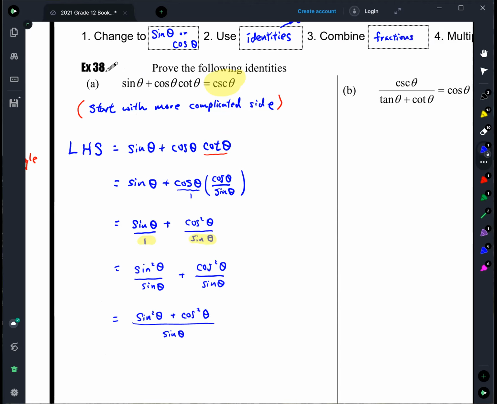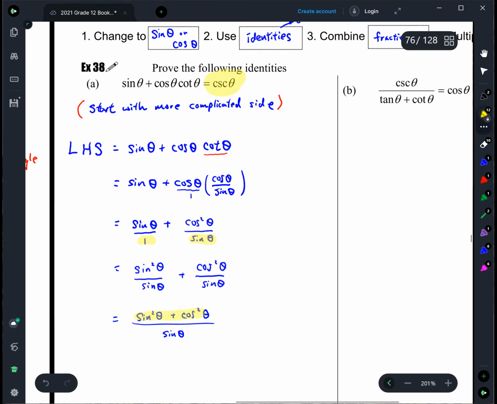It still doesn't look like the right-hand side. Do we have an identity that we could apply over here? Does anyone see an identity we could use? Think about what you did in the quiz. Anybody? Daniel, what do you see? Sine squared theta plus cosine squared theta is 1. Yes, very good. This is part of the square identity: sine squared plus cosine squared equals 1.